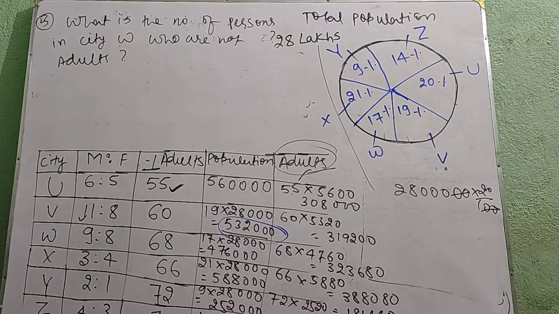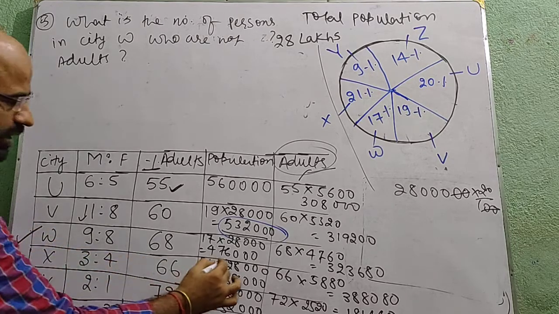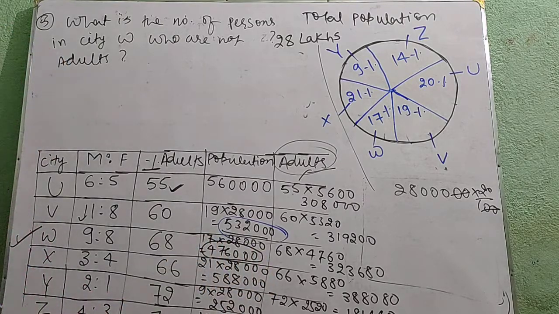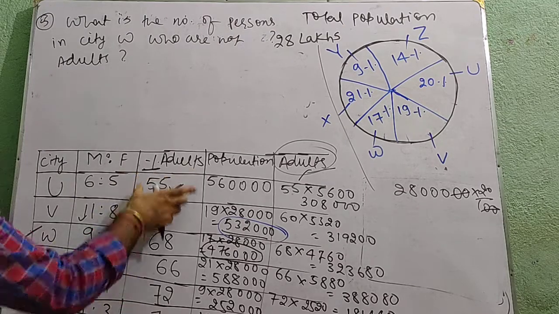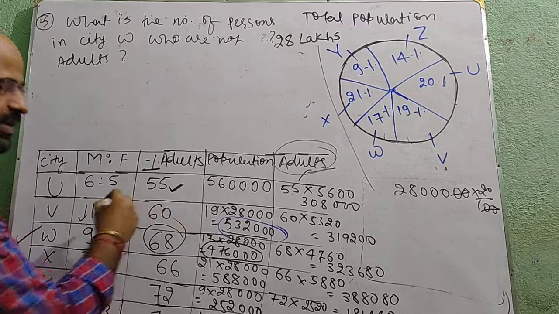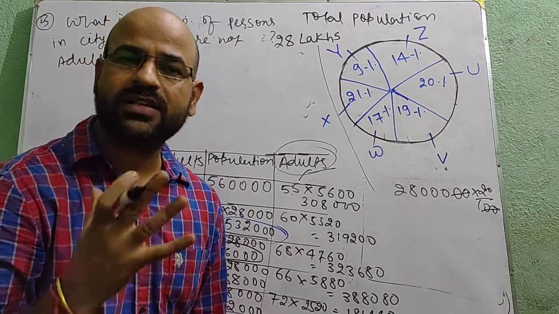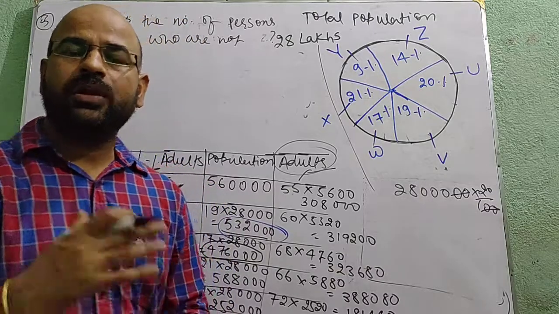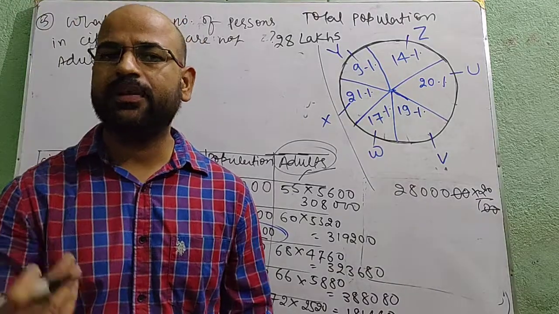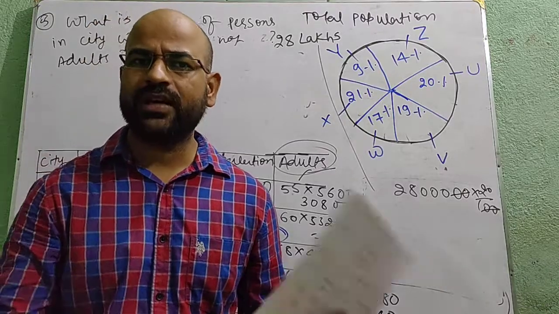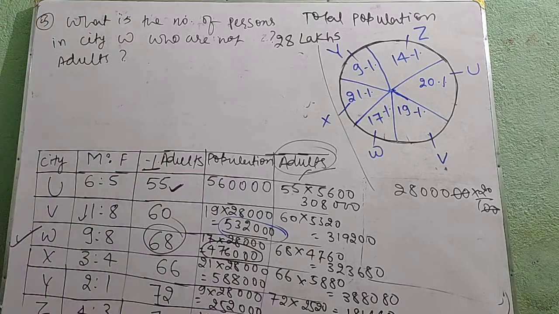Very easy question. First of all, you will see CTW. The total population of CTW is 4,76,000. The adult percentage is 68%. If the adult percentage is 68, then the persons who are not adult are 100 minus 68, because the total percentage is 100, that is 32%.